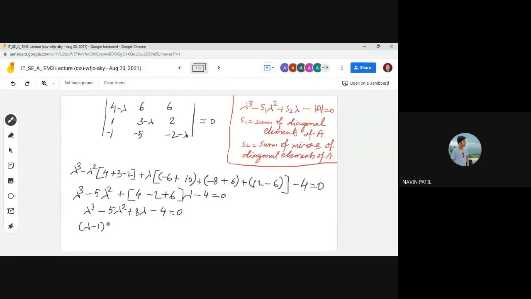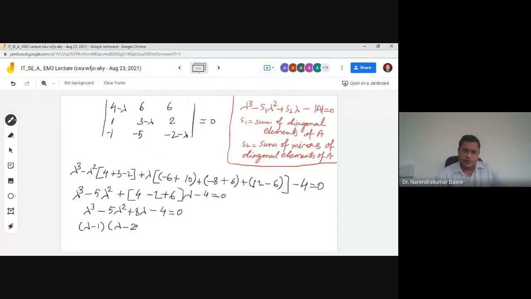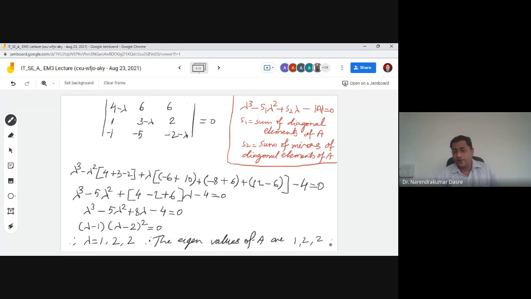Equal to 0. So it is lambda minus 1, lambda minus 2 bracket square is equal to 0, because this is coming 2 times. So we can say lambda is equal to 1, 2, 2. Though it is repeated, we have to write it 2 times, and hence I can say that the eigenvalues of A are 1, 2, 2. So these are the eigenvalues.